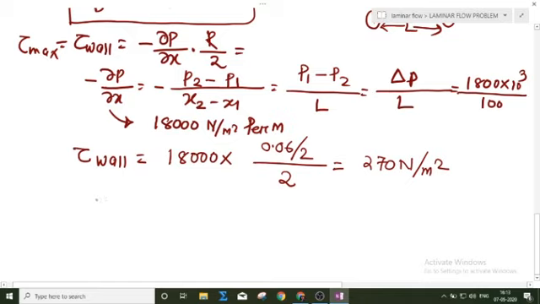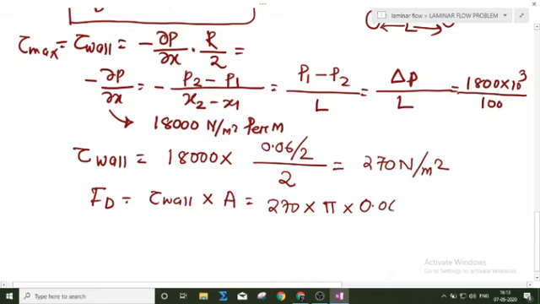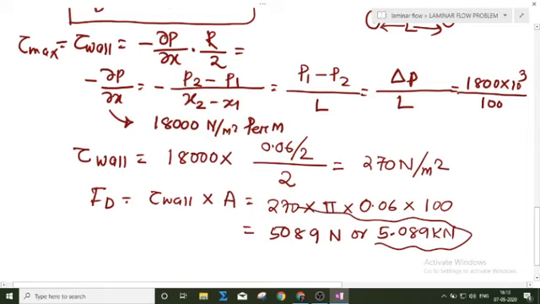Okay, so we found out wall shear stress. Can you find out now what is the friction drag? So this is wall shear stress multiplied with the surface area. So this is 270 into pi into diameter 0.06, L is 100 meter. So now what is the drag? Frictional drag is coming out to be 5089 Newton. This is the force, or we can say 5.089 kilonewton. So you solve along with me so that your concept will be clear.